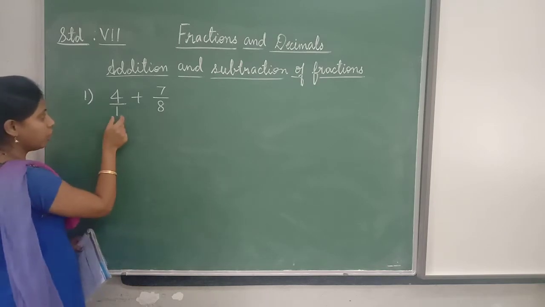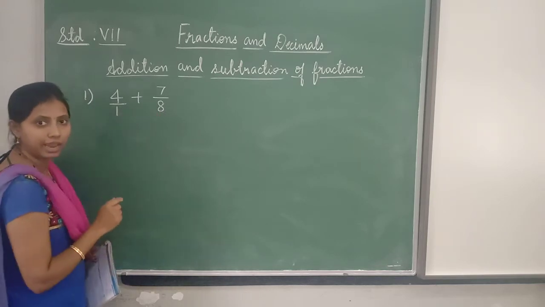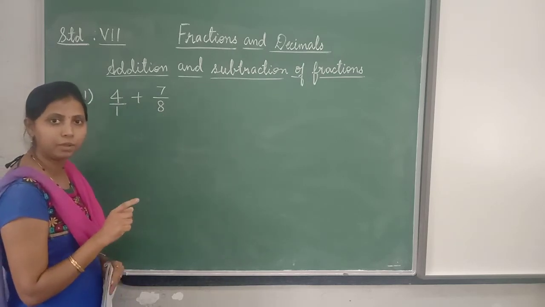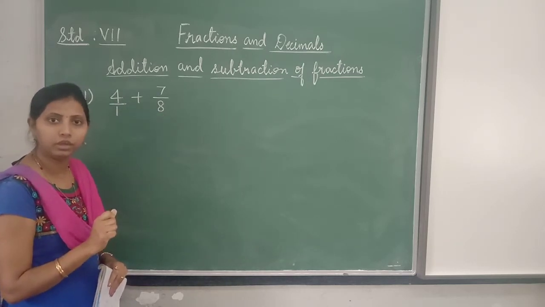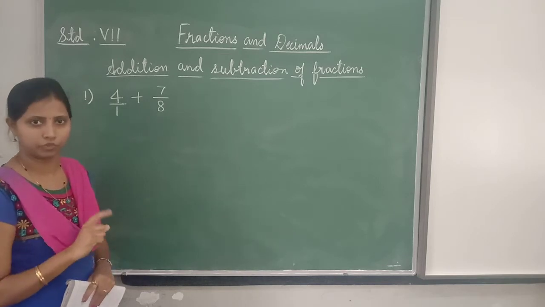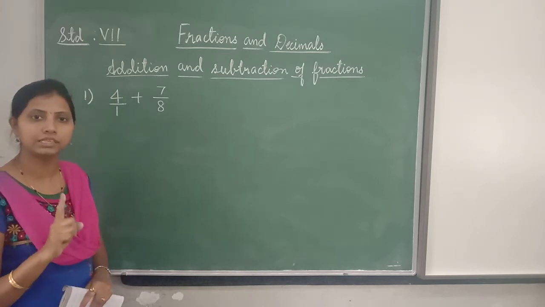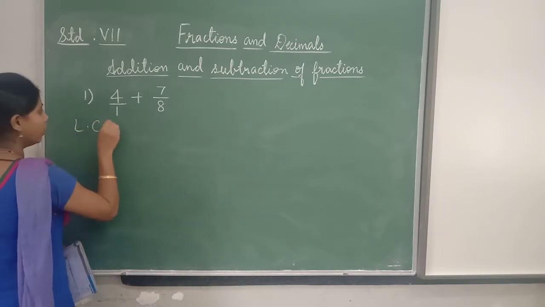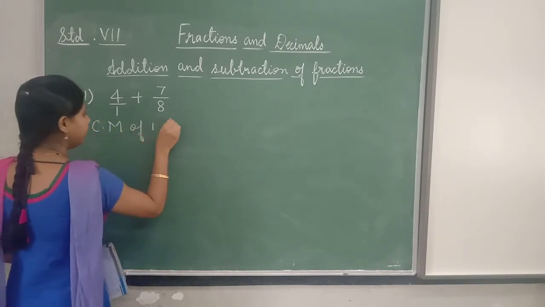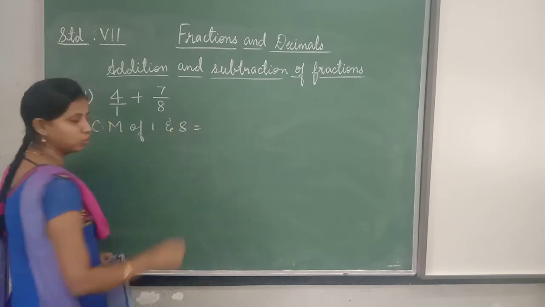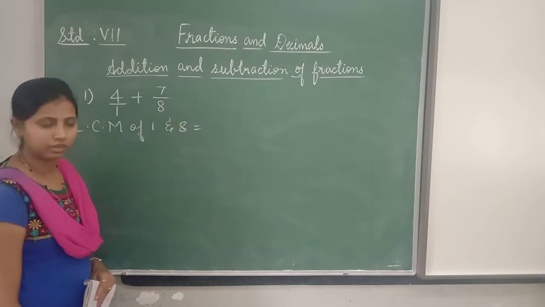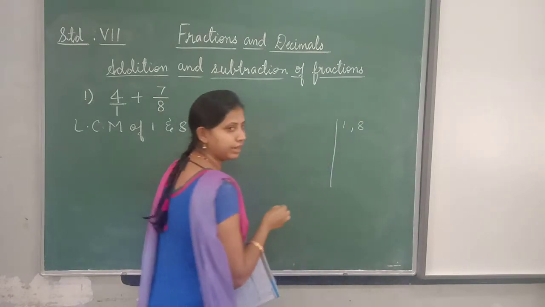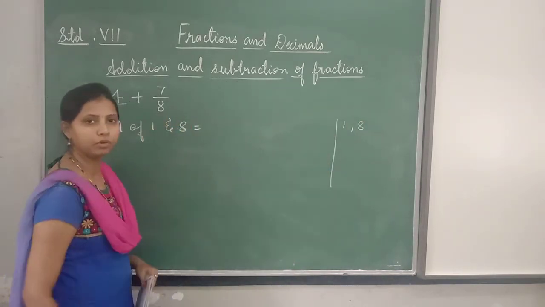Now see the denominators. Here is 1, here is 8. So both are different. When the denominators are different, you have to take the LCM. The first step you have to do is take the LCM of the denominators. So write LCM of 1 and 8 is equals to, what is the LCM of 1 and 8? You know how to find the LCM. Whatever the denominators are there, take the LCM of those.